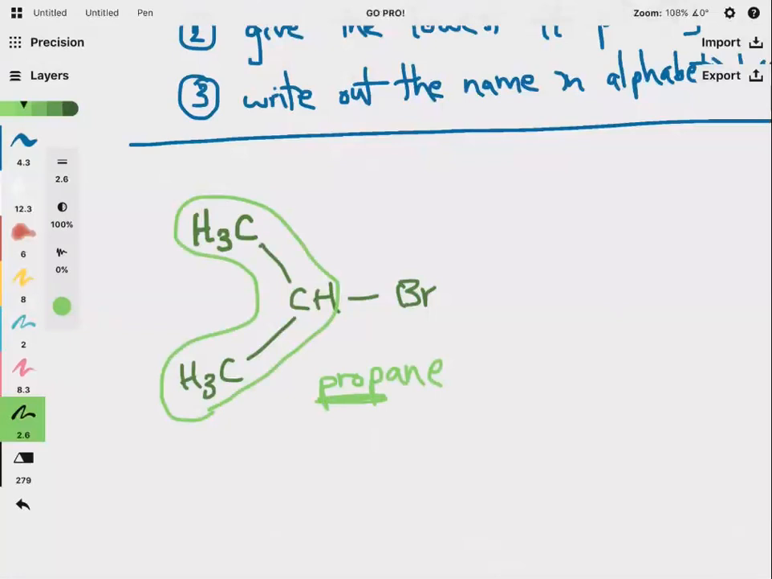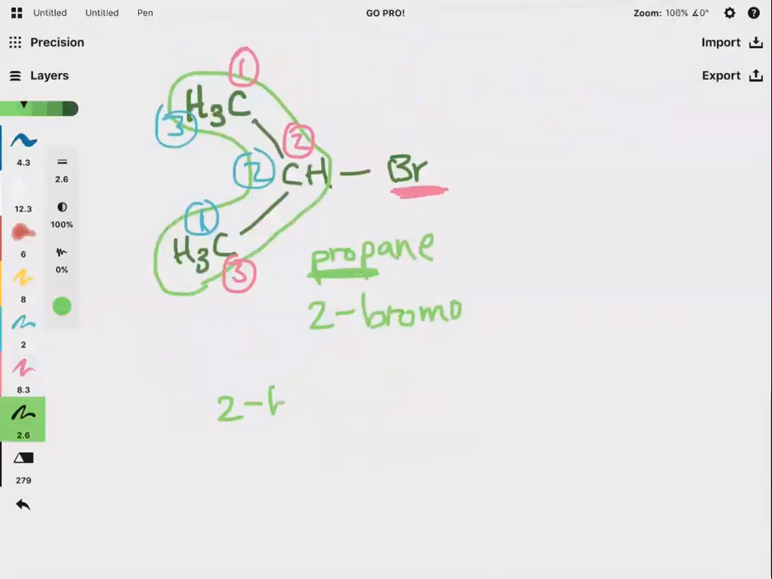And here, we've done rule number 1. Rule number 2 is to find a numbering sequence that gives us the lowest numbers possible. So here it doesn't really matter if we start from, let's say, the top and make that carbon 1, that carbon 2, and that carbon 3, because the bromine, our functional group, is going to be at 2. If we made that 1, that 2, and that 3, it's still at 2. So we know we have a 2-bromo. So the name of this would be 2-bromopropane.